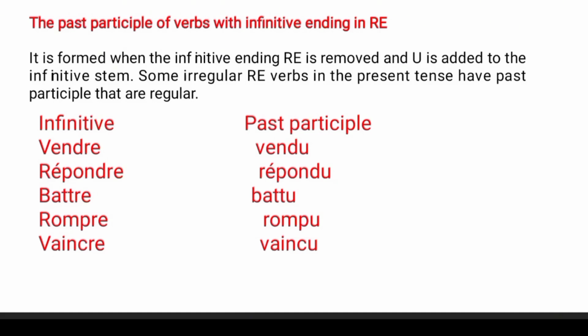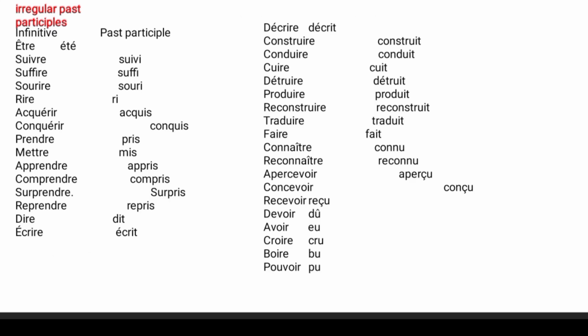These are verbs that form their participe passé by removing the RE and putting your U there. And with your auxiliary avoir or être, depending on the type of verb, you can conjugate the passé composé effortlessly. And I gave a whole list of other ones.